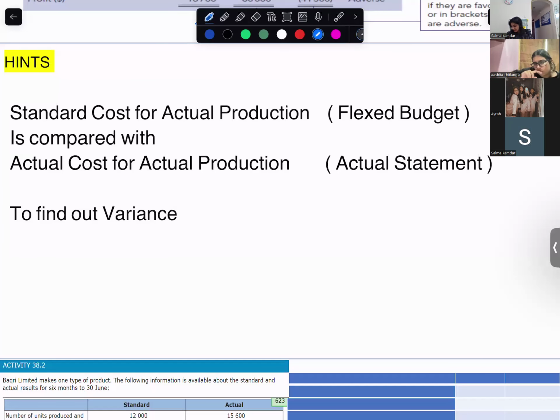So can you tell me, to find out variance, what do you do? You do standard minus actual. Standard for what? Standard cost for actual production is compared with actual cost for actual production. That is, a flex budget is compared with the actual budget to find out variance.